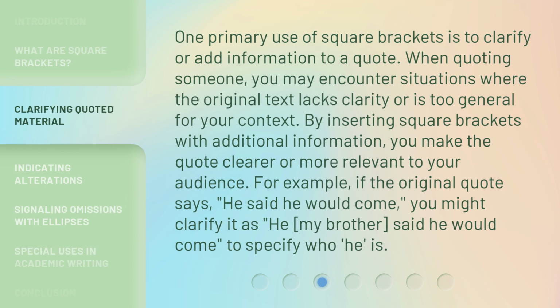One primary use of square brackets is to clarify or add information to a quote. When quoting someone, you may encounter situations where the original text lacks clarity or is too general for your context. By inserting square brackets with additional information, you make the quote clearer or more relevant to your audience. For example, if the original quote says, "He said he would come," you might clarify it as, "He [my brother] said he would come," to specify who he is.